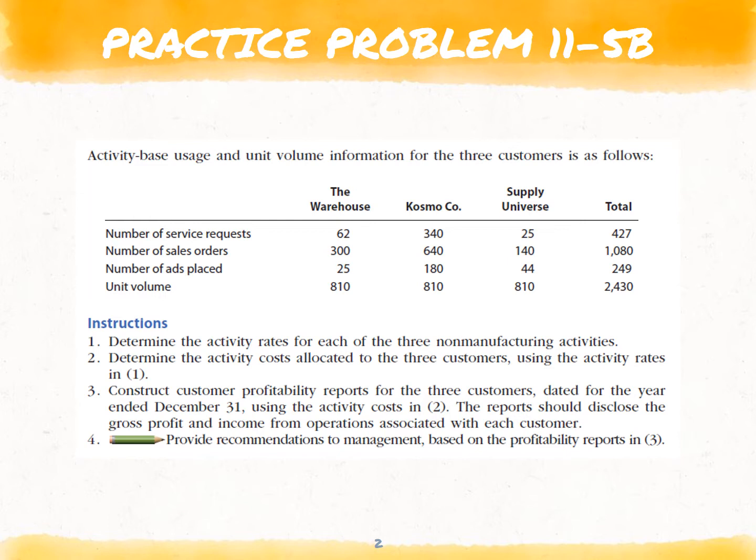The requirements: 1. Determine the activity rates for each of the three non-manufacturing activities. 2. Determine the activity cost allocated to the three customers using the activity rates. 3. Construct customer profitability reports for the three customers for the year ended December 31 using the activity cost in number 2. The report should disclose the gross profit and income from operations associated with each customer. And number 4, provide recommendations to management based on the profitability reports in 3.